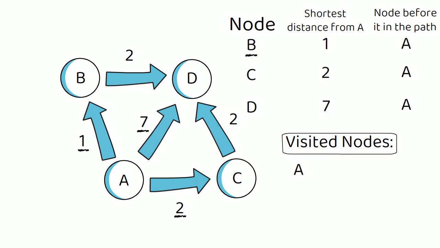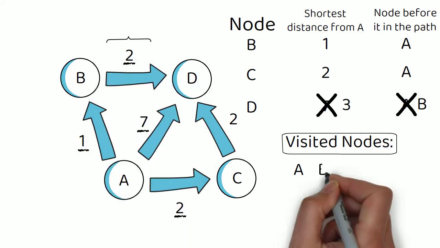B only has 1 unvisited edge. From B to D is 2. Notice how we found a new path to D. The shortest distance was 7 when the shortest known path was from A to D, but we found a new path that's shorter. Going from A to B to D is only a distance of 3. So we update our table. The shortest distance is now 3, and the node right before D in that path is B.